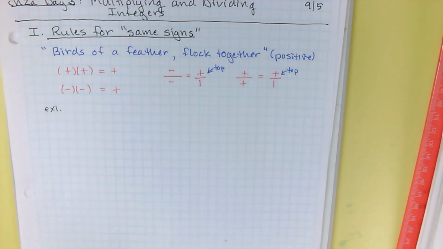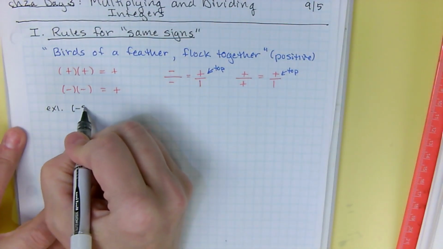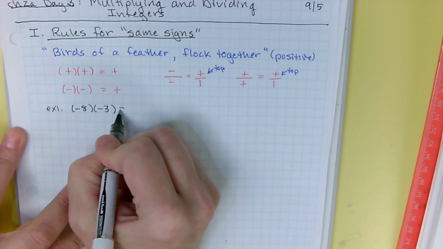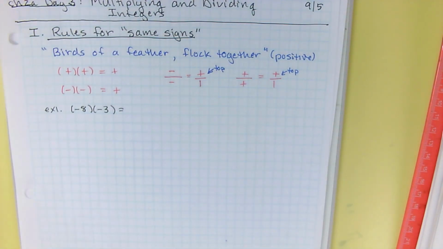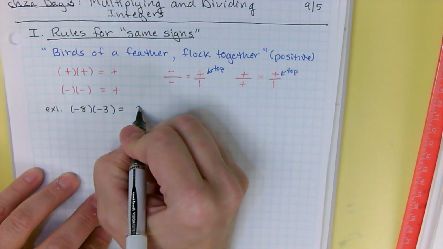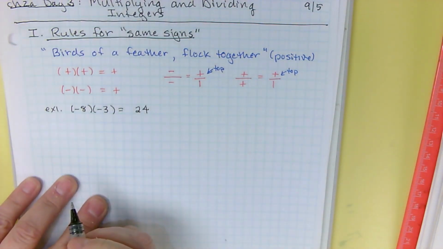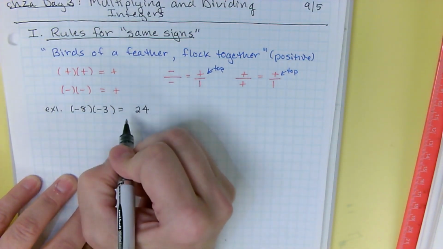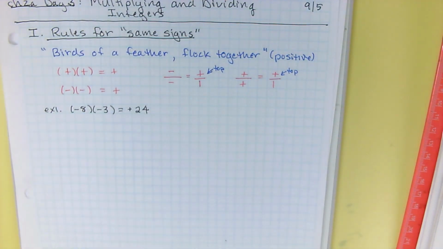Okay, example 1. -8 times -3. Now, if you're just learning these rules, my suggestion is multiply the numbers first and then do the signs. So 8 times 3 is 24, and a negative times a negative is a positive. And again, for just learning, I would highly recommend you put the plus in there.